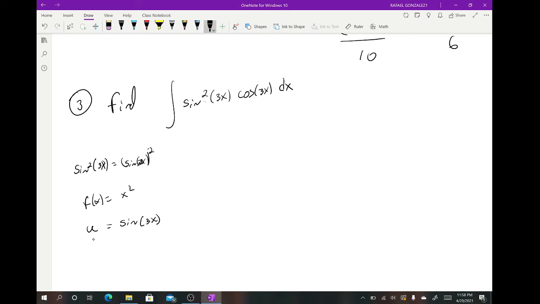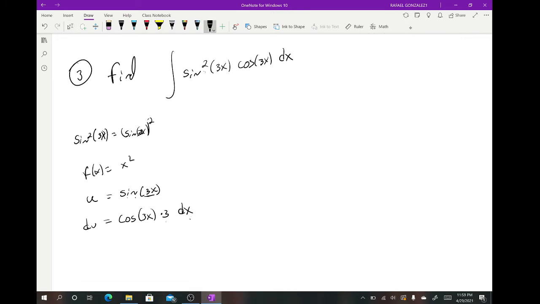Okay, so what is our derivative? What is du in this case? Remember, the derivative of sine, we're using the chain rule, sine of 3x is going to be cosine of 3x times 3 dx. This is using the chain rule. The derivative of sine times the derivative of the inside, which is 3.